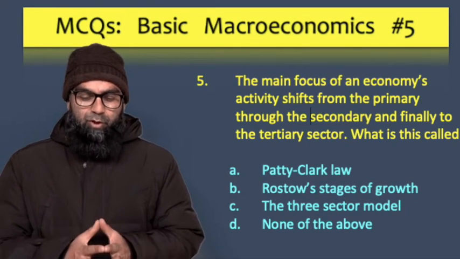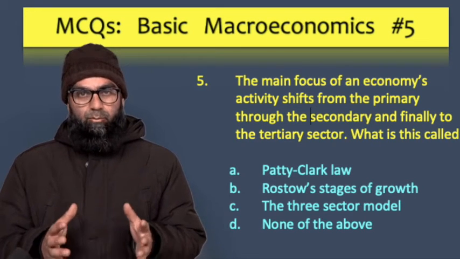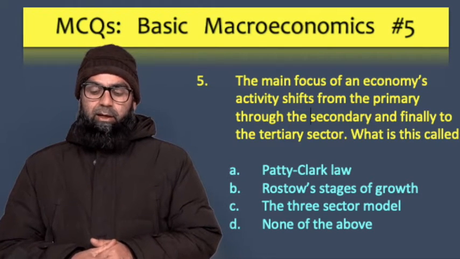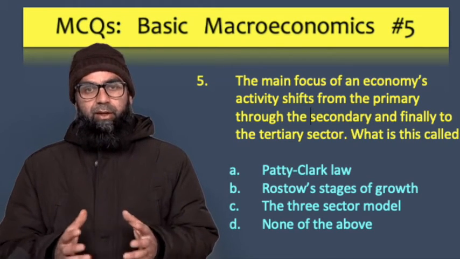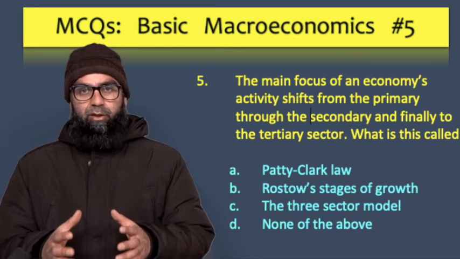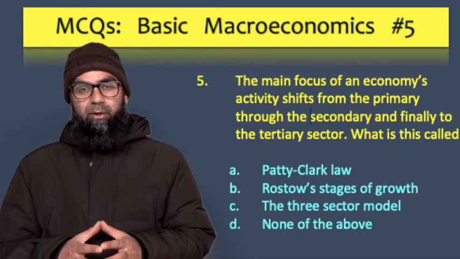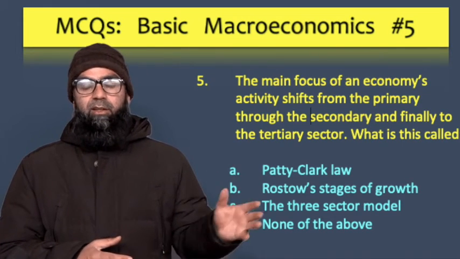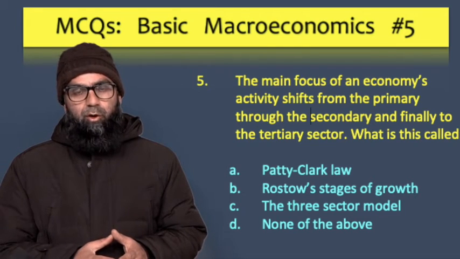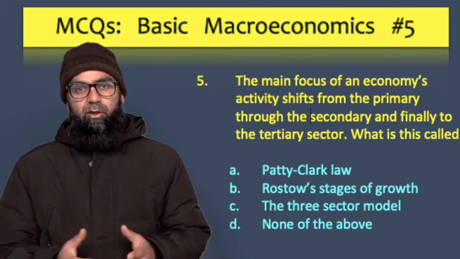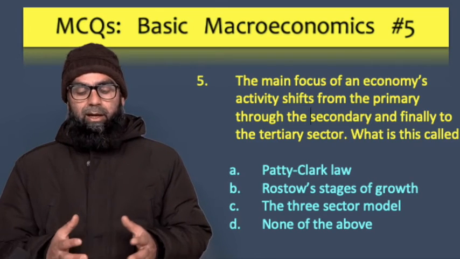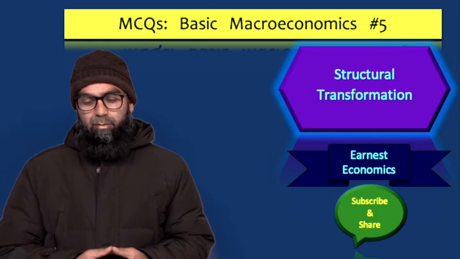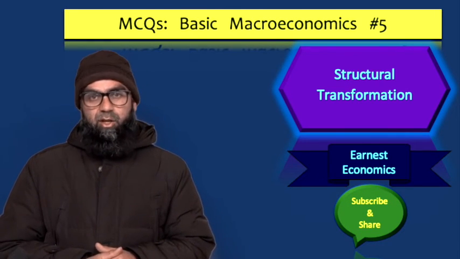Now, the most appropriate answer in this case is the three-sector model, which was developed by economists in the 1940s, primarily to highlight this very idea that the main focus of economic activities in the beginning is in the primary sector, then it is the secondary sector which becomes predominant, and finally it is the tertiary sector which becomes the most important sector for an economy in terms of the contribution to GDP and employment. So this concludes our session of MCQs on basic macroeconomics for the topic structural transformation.